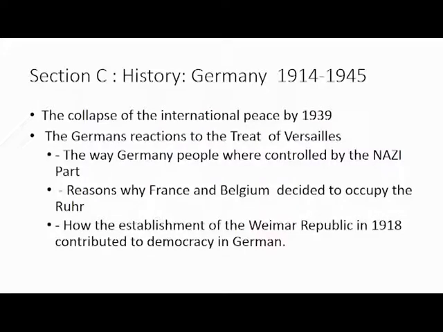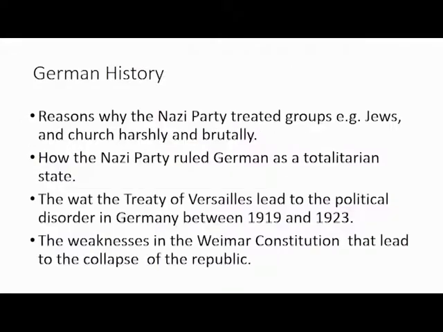how the establishment of the Weimar Republic in 1918 contributed to democracy in Germany, reasons why the Nazi Party treated groups, for example, the Jewish people, the churches, so harshly and brutally in terms of treatment, how the Nazi Party ruled Germany as a totalitarian state.